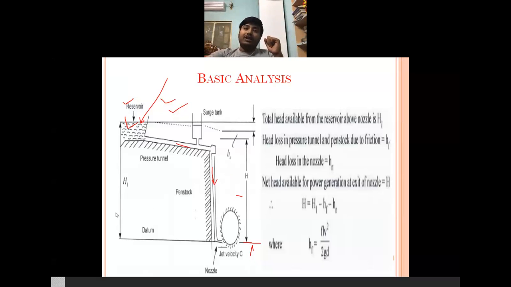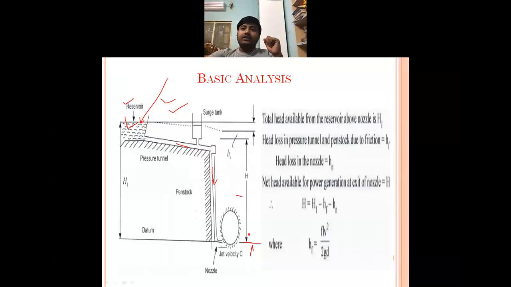So what is the head available? If we consider the tailrace over here and the headrace over here, then the height available from the headrace to the tailrace is your gross head, which is termed as HL or HG.